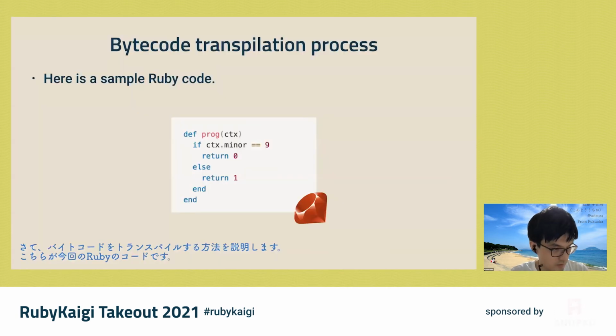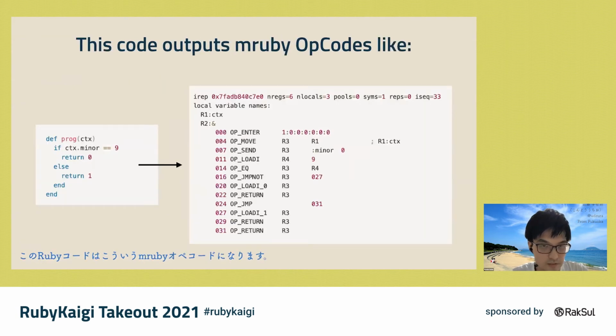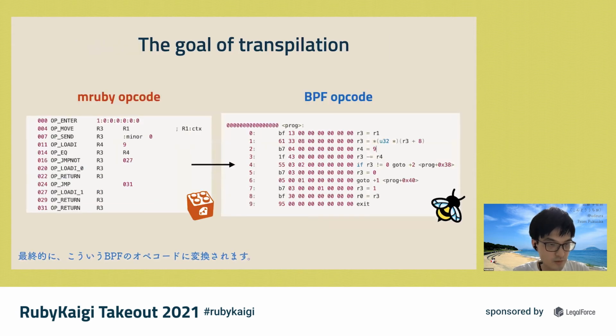Now let's transpile MRuby's opcode into BPF's opcode. Here is a sample Ruby code. The method prog will be interpreted into MRuby opcodes like this. I try to figure out a way to make an equivalent assembly. The goal binary is like this.